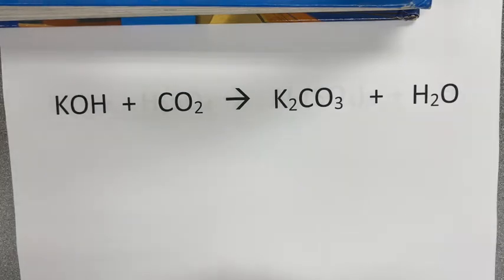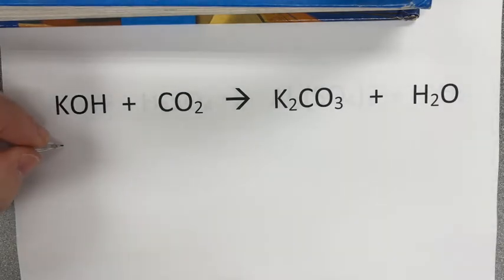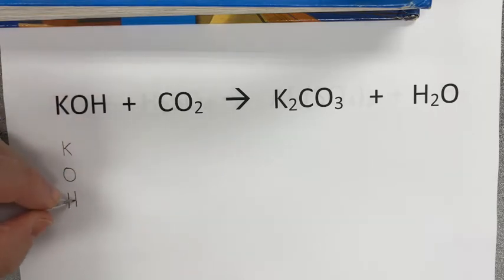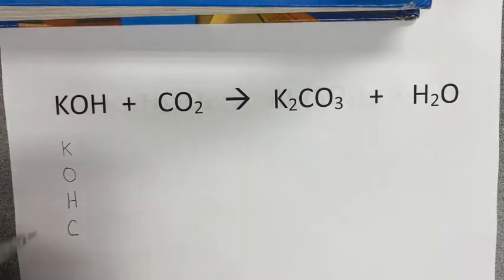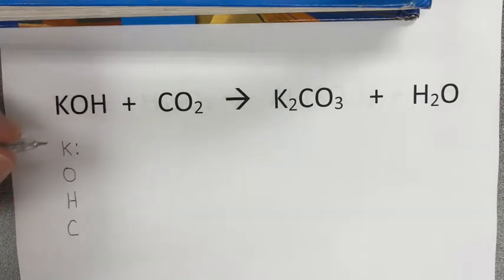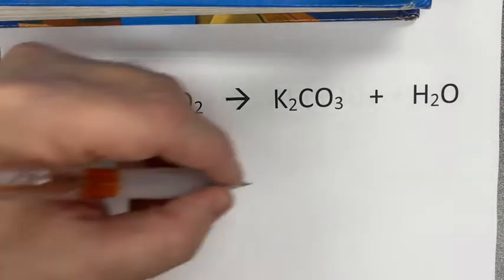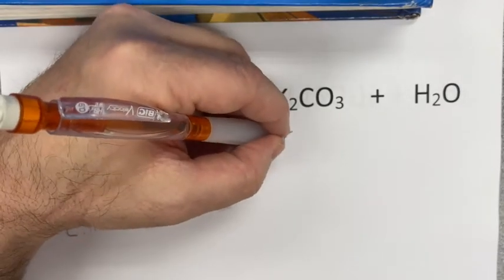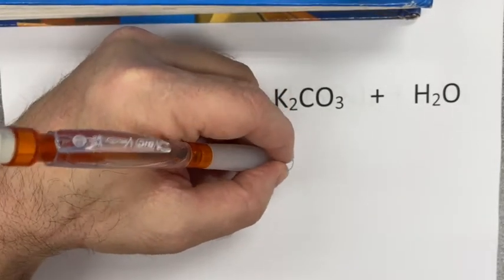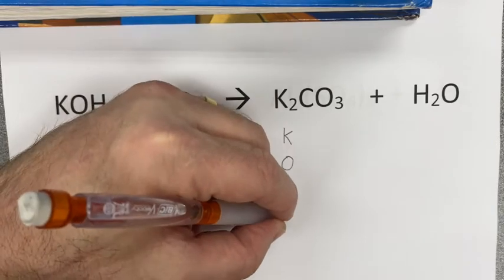Okay, now we've got a bunch more stuff. We've got a potassium. We've got an oxygen. We've got a hydrogen, and we've got carbon, and we've got oxygen there too, so we got to make sure we count all those. So we've got 4 different elements on the left. That means we have to have 4 different elements on the right. K, O, H, and C.